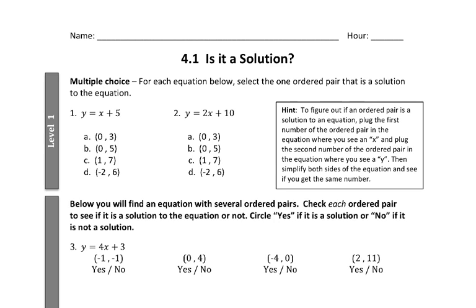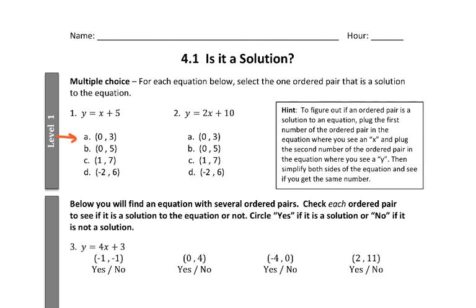Okay, so remember, with an ordered pair we have our x value is the first one and our y value is the second one. So we're basically just going to plug these x's and y's in one at a time and see if we get the same thing on both sides of the equation when we simplify. So let's start with part A.